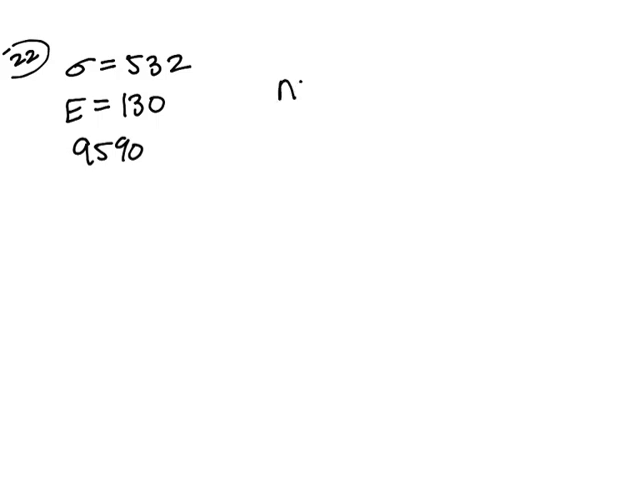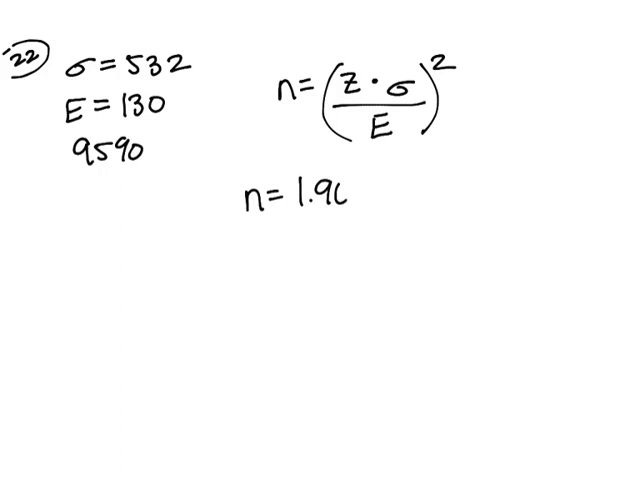So to find the sample size, you know you're going to take the z-score times the standard deviation divided by the error, and don't forget to do what with it? Square it. Please don't forget to square it. So at 95%, that represents 1.960 times 532 divided by 130.